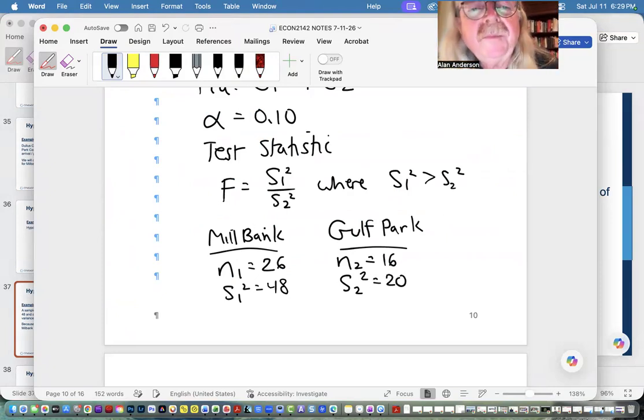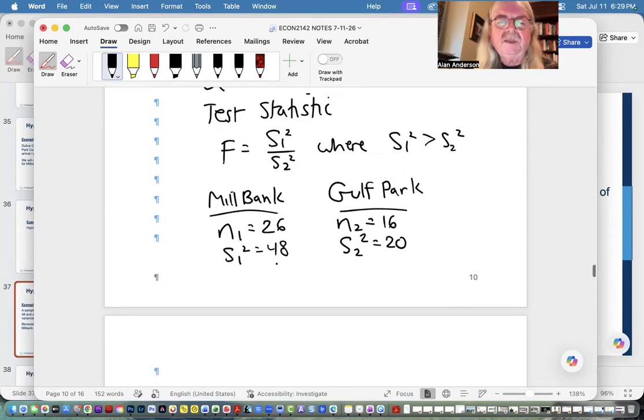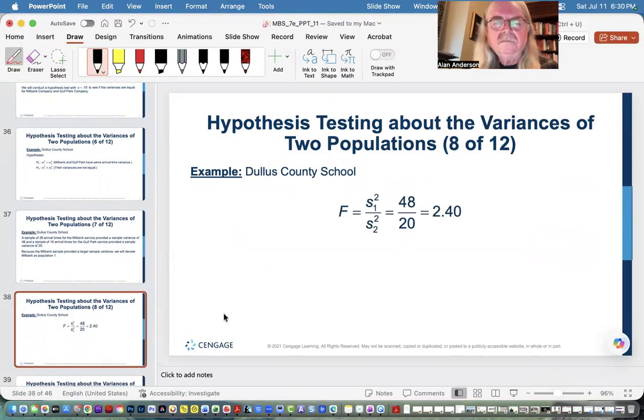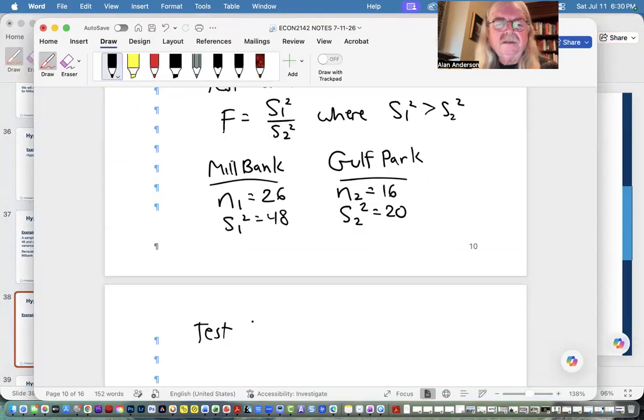All right, so we can think of Millbank as population one and Gulf Park as population two, because the variance of Millbank is greater than that of Gulf Park. So we can leave it like this. So the test statistic is 48 over 20, which is 2.4.